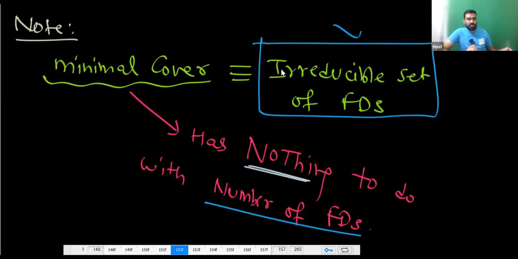See, this question is possible. Sagun is asking, how many minimal covers are there? Is there any shortcut for this? There is no shortcut. This is an NP hard problem. So in the GATE exam, they will not ask you how many minimal covers are there, the number of possible minimal covers. This is an NP hard problem, so they will not ask you.